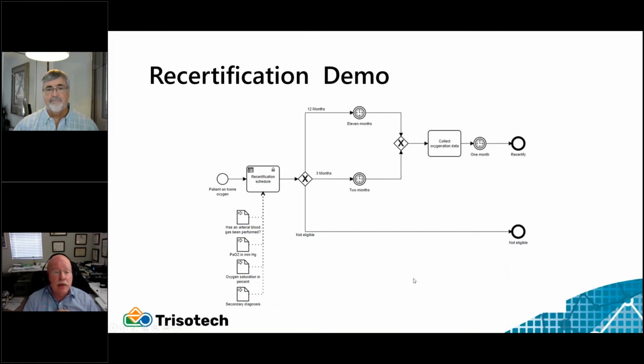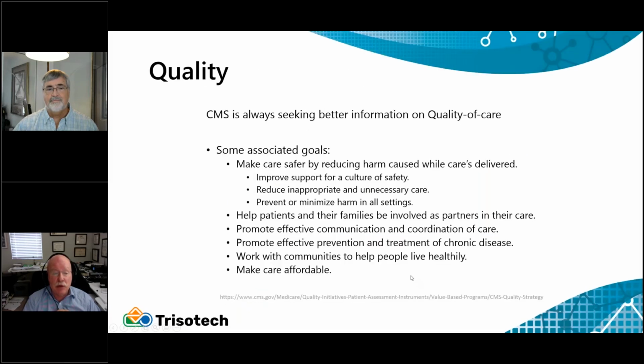Okay, and that brings us to the CMS portion. So naturally, CMS is always seeking to get better information on the quality of care. As we mentioned, in this particular context, the information is a posteriori. It's after the service being provided, through some kind of audit that is carried out. Now, in parallel with this, CMS is always looking to get better information so that they can assert the quality of the care being provided.